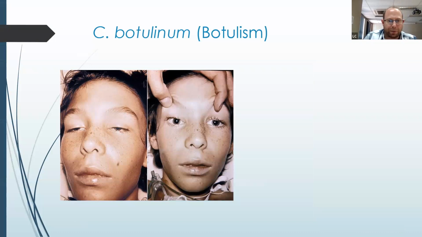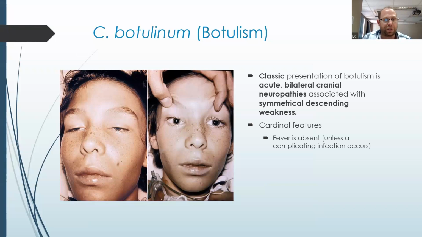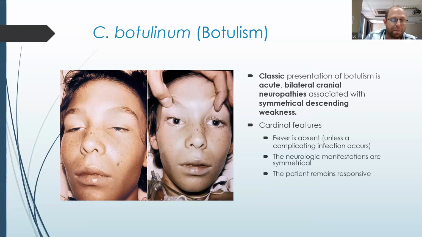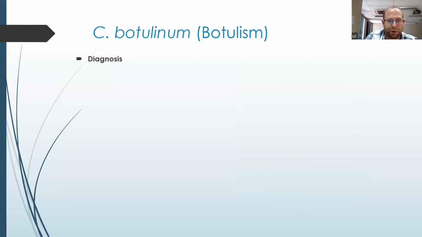Again, just some of the clinical appearance. The classic presentation of botulism is an acute bilateral cranial neuropathy associated with symmetrical descending weakness. Some of the cardinal features that need to be noted: fever is usually absent unless there's a secondary cause, and the neurological manifestations generally will be symmetrical. The patient is fully responsive. It does not impair their level of consciousness in any way, shape, or form. The heart rate's normally slow in the absence of hypotension. It doesn't cause significant autonomic dysfunction, and there should be no sensory deficits to help distinguish it from conditions like Guillain-Barré, where there may be an early sensory component.